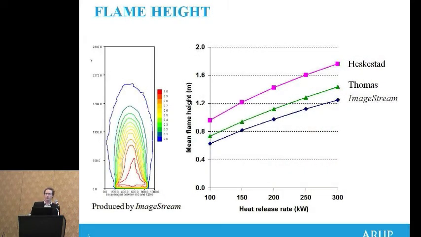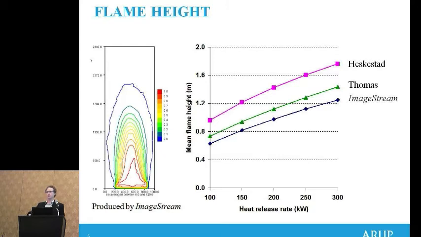One important input into most of the radiation models is the flame height. To determine this from the experiments, I used a video imaging technique using software called ImageStream. Essentially, I took a video of the fire at each heat release rate setting. What I failed to mention before was that I looked at a range of heat release rates between 100 and 300 kilowatts, and the upper limit was essentially bound by the geometry of the lab.